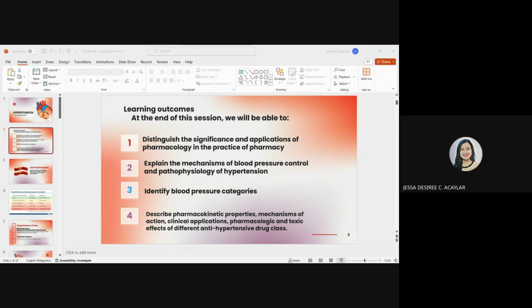So hypertension, as we all know, is also known as high or raised blood pressure and is a condition in which the blood vessels have persistently raised pressure. So, ito po yung mga classification ng hypertension on the basis of blood pressure. Meron po tayong normal, pre-hypertension or elevated, stage 1 hypertension, stage 2 hypertension, and hypertensive crisis.